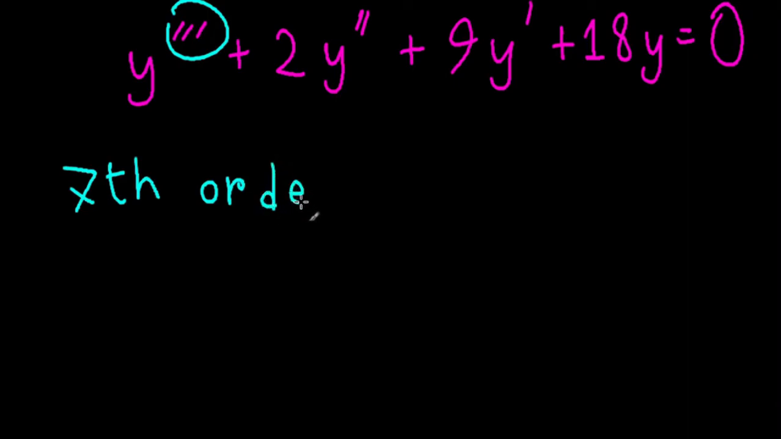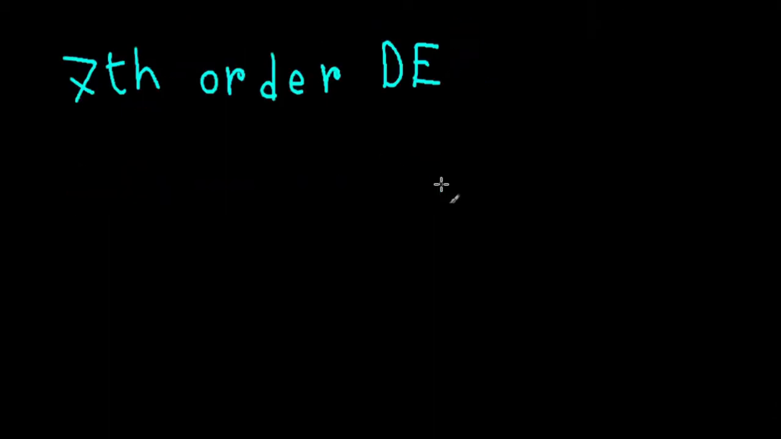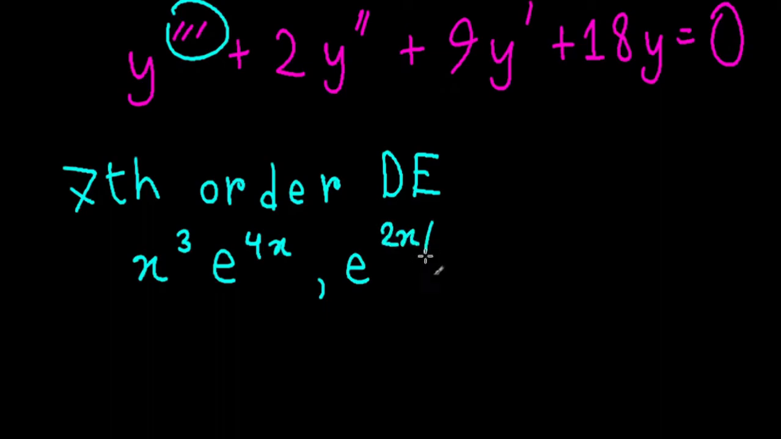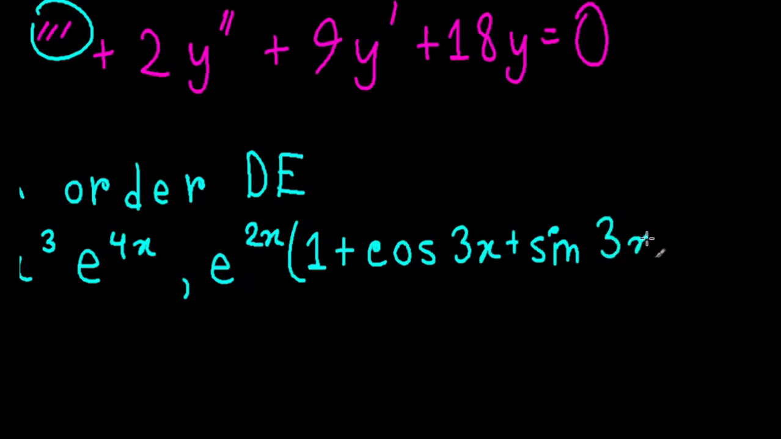That's already kind of scary. So, a seventh order differential equation, and these functions are some of the roots that it has. One of them is x cubed multiplied by e to the power 4x, and another one is e to the power 2x multiplied by 1 plus cosine of, let's see, 3x plus sine of 3x. All right, now let's try to find the solution.